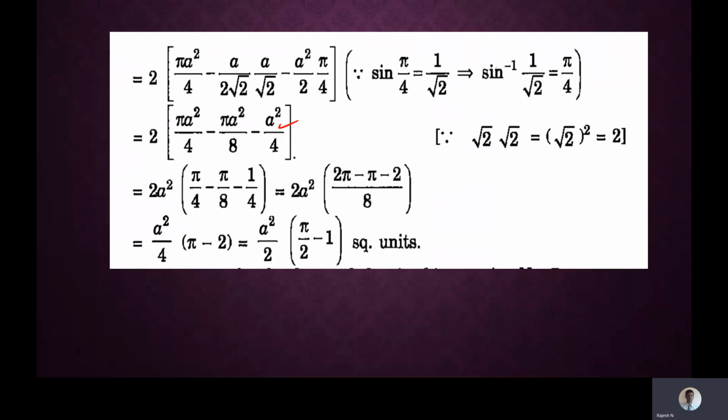If you take the LCM, then 8 upon 2 pi minus pi minus 2. 2 pi minus pi is what? Pi minus 2. So a squared by 4 into pi minus 2. Or you can write it as what? If you take 2 outside, a squared by 2 into pi by 2 minus 1. This is the answer.